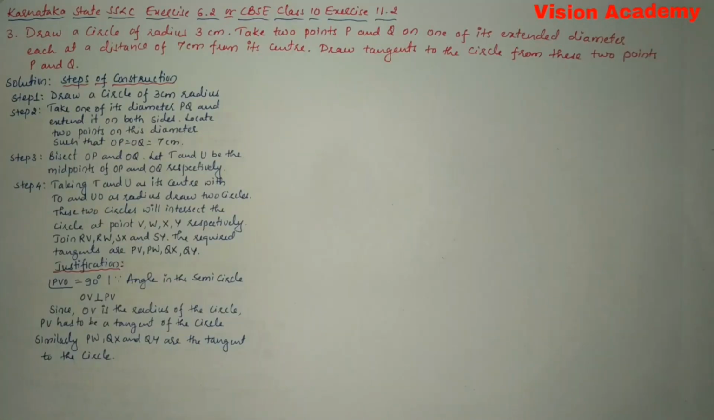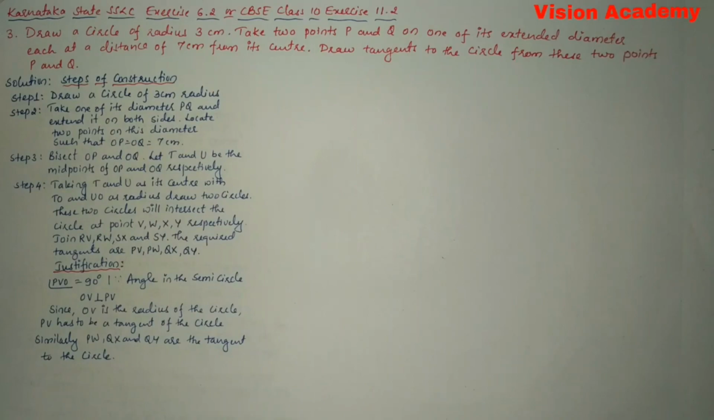Question number 3. Draw a circle of radius 3 centimeter. Take 2 points P and Q on one of its extended diameter, each at a distance of 7 centimeter from its center. Draw tangents to the circle from these 2 points P and Q. Now let us find the solution for the given problem. Let us study steps of construction.